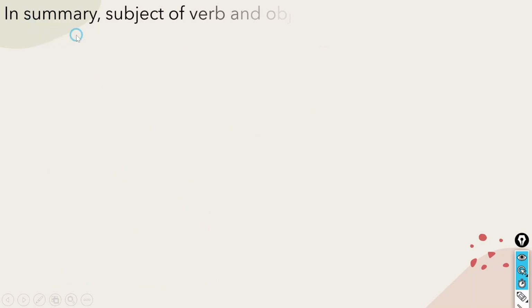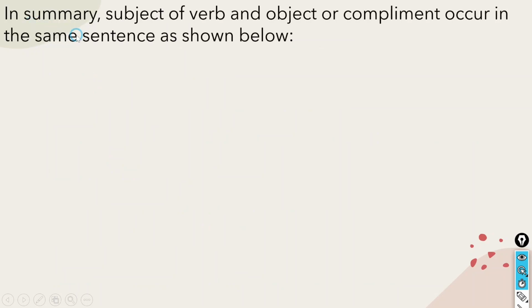Okay. Then in summary, I want to summarize this so that you understand very well. So in summary, subject of verb and object or complement occur in the same sentence as shown below. So remember, we have looked at the three roles which are played by the pronoun in a sentence. We have looked at the subject of verb, object or complement, and the object of preposition. Between subject of verb and object or complement, you find that these occur in the same sentence at the same time.